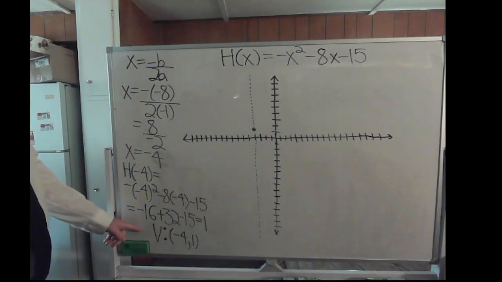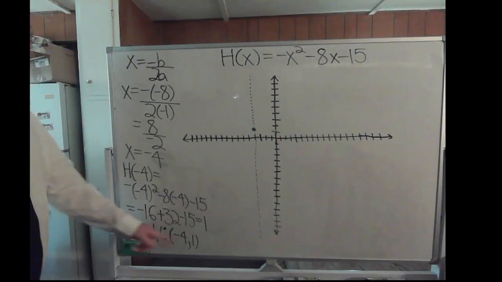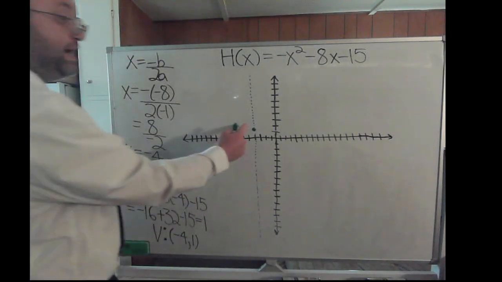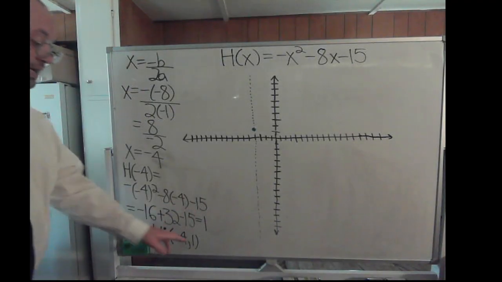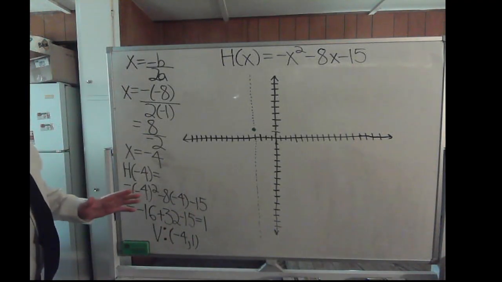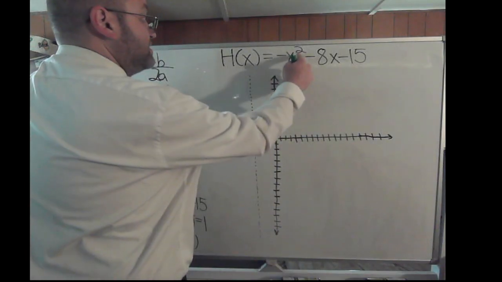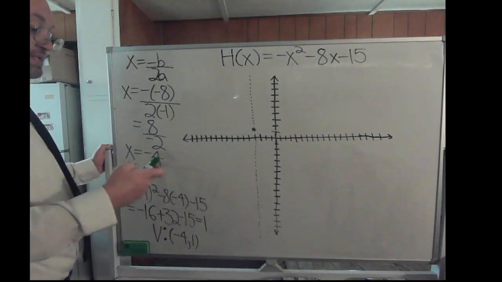And also that value of 1 that you got for the y value of the vertex, that is the maximum value of the function, which would be 1, because this parabola is also going to open downward since the coefficient on the x squared term is negative.